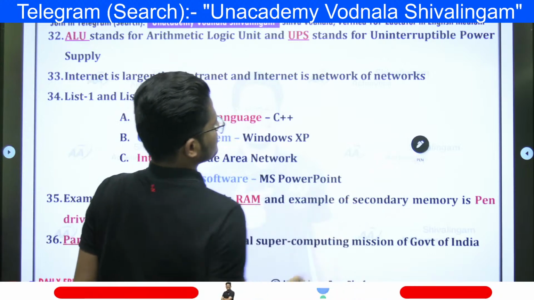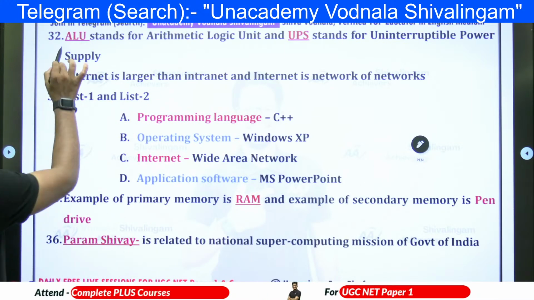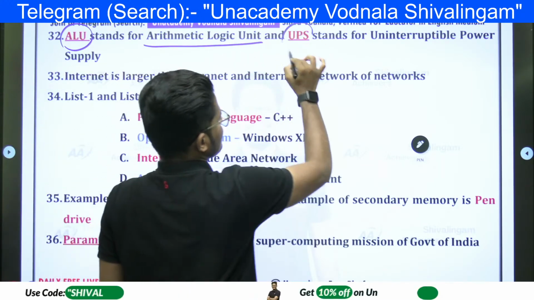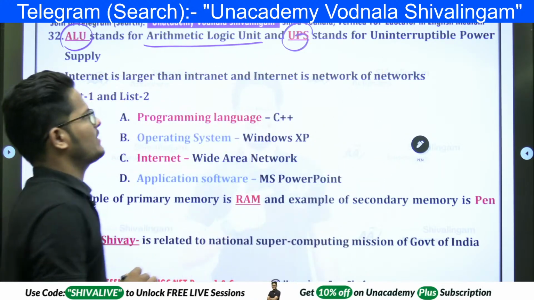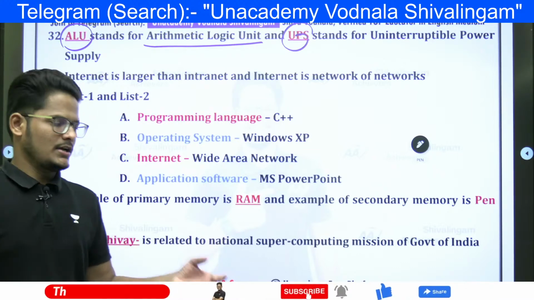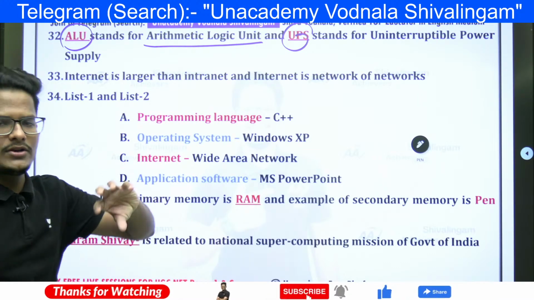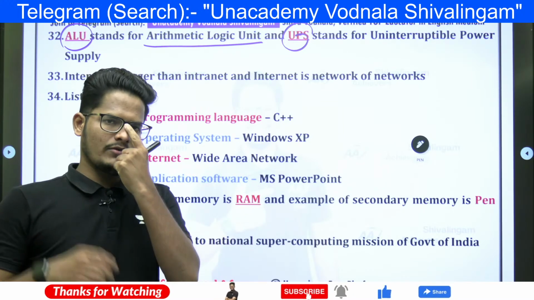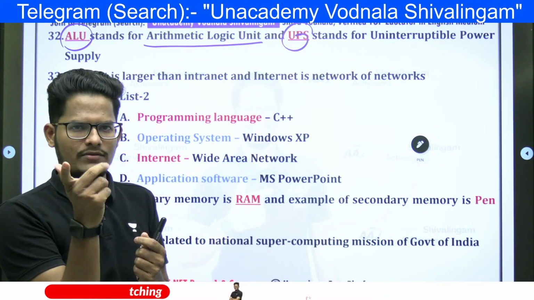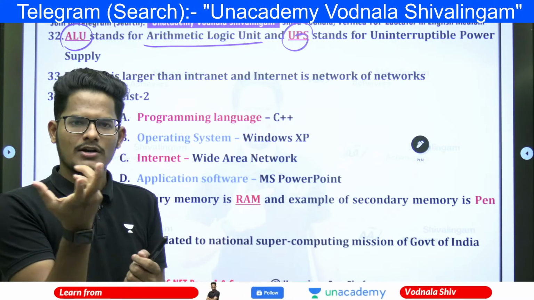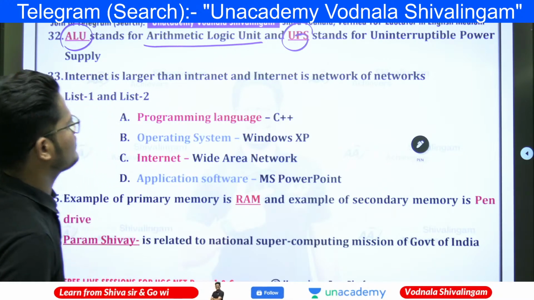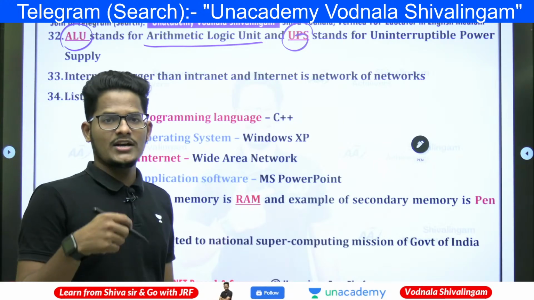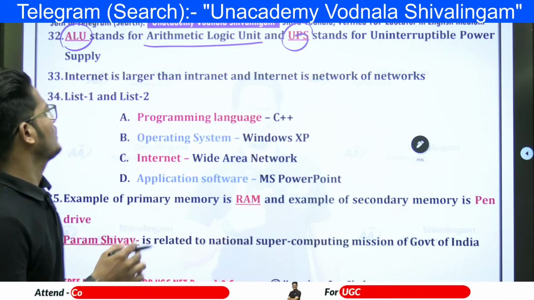Both are not matching. This is not correct. ALU stands for Arithmetic Logic Unit. UPS stands for Uninterruptible Power Supply. With a UPS, the power supply will not be interrupted. If you charge that UPS with batteries, whenever power goes off, within a second it immediately backs up, so everything will not get switched off. Uninterruptible means it will not stop the flow of electricity.